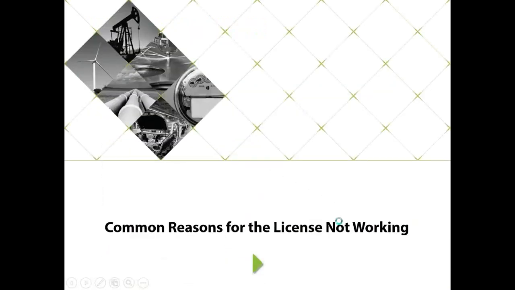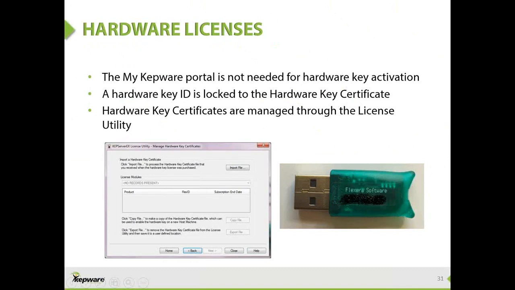It's a little dongle. It's about 1 inch, maybe a little bit longer in size. And you're going to get the hardware key and plug that into a USB port of the system you're using KEPServerEX on. And then you're also going to get a file, the hardware key certificate file. All you have to do is have that dongle plugged into your computer and then import the file into the license utility and you'll be good to go.